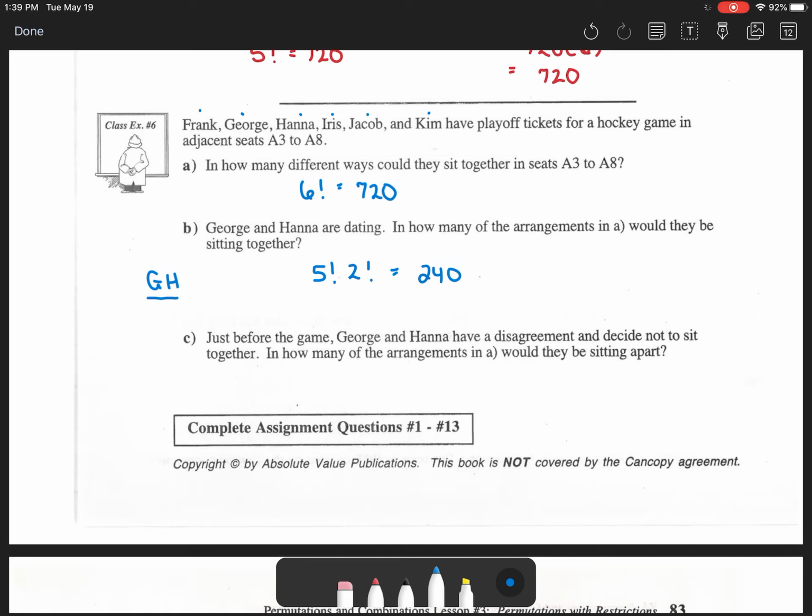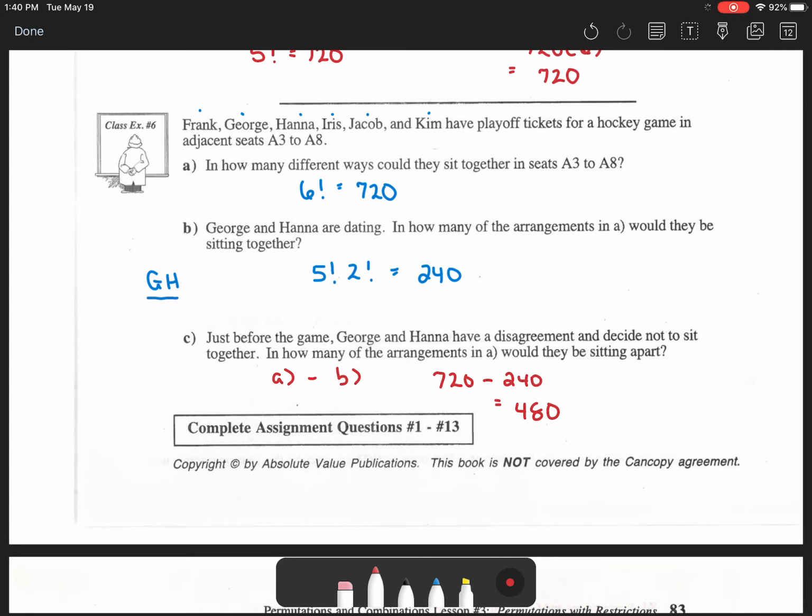Now, just before the game, George and Hannah have a disagreement and decide not to sit together. And how many of the arrangements in A would they be sitting apart? Well, that's where your calculations in A and B come into play, because A is all possibilities, every single possibility. I'm going to take the calculation in A and subtract the calculation in B, because B is where they're always together. So if I take every single arrangement and subtract all the ones where they are together, I'll get the ones where they're not together. So that is 480.